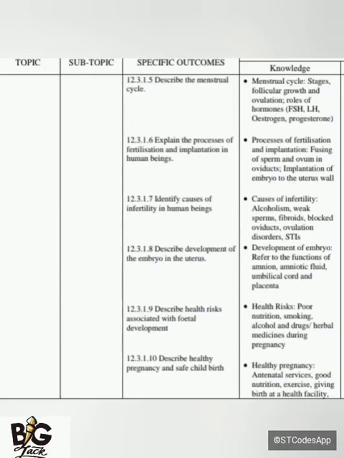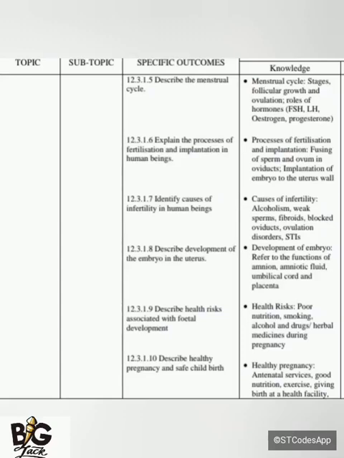Apart from that, you need to explain the processes of fertilization and implantation in human beings. If they ask you that, you need to explain the fusion, how the sperm fuses with the ovum. And what follows next? The implantation. The zygote implants itself on the wall of the uterus until it develops into an embryo. The embryo now develops into a fetus, and the fetus develops into a baby. Then apart from that, you need to identify the causes of infertility in human beings.